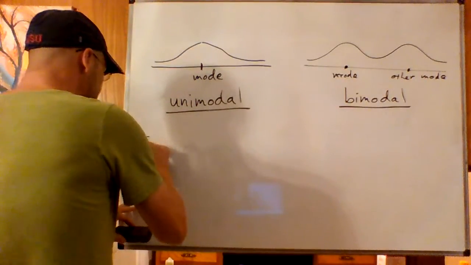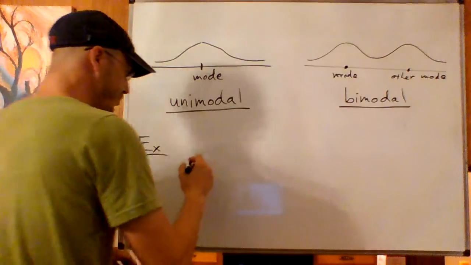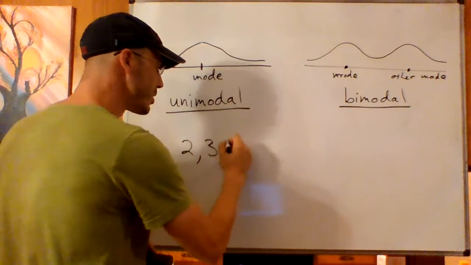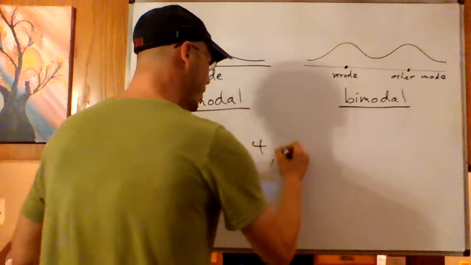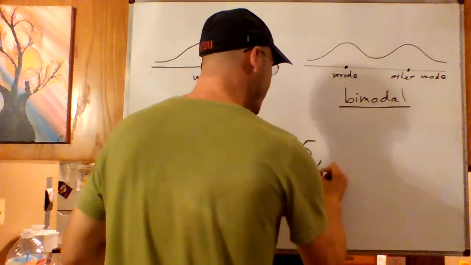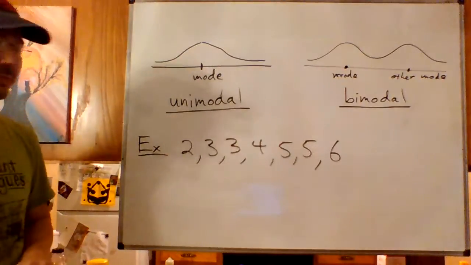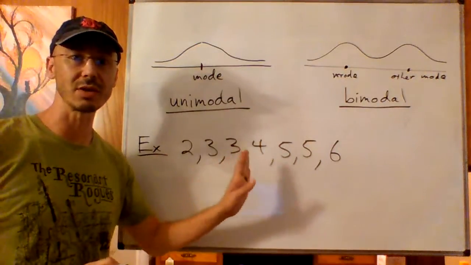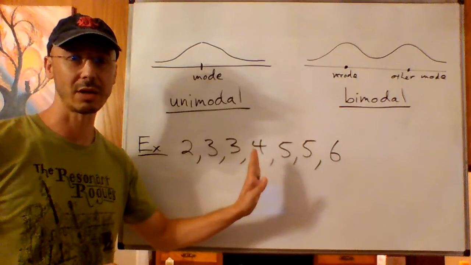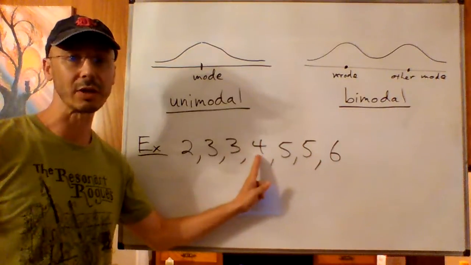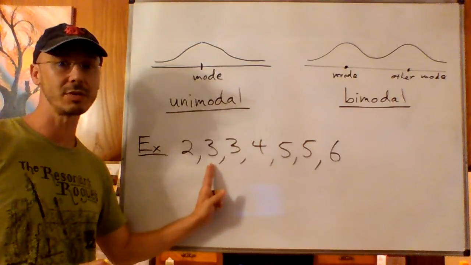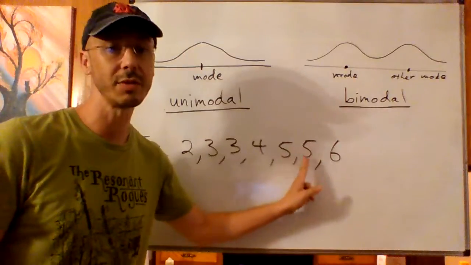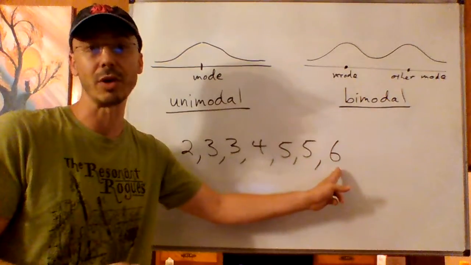Here's an example. So I'm going to make a data set that's just 2, 3, 3, 4, 5, 5, and 6. And I don't want to make a histogram for this. You can see that it's symmetric just because it goes from the middle here. It goes down one for 2, and then down another one. And going to the right, it goes up 1 for 2, and then up another one.